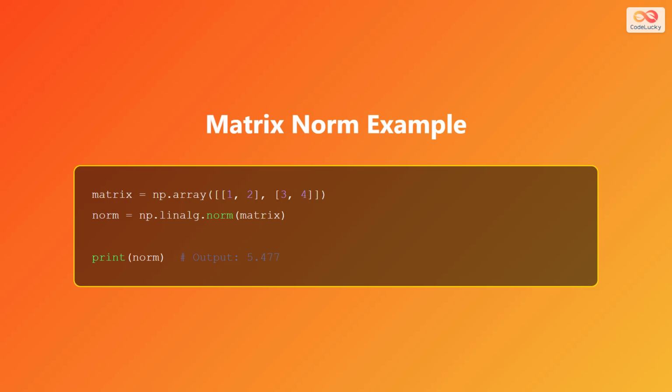Now let's look at a matrix example. We create a 2 by 2 matrix with values 1, 2, 3, and 4. When we calculate its norm using np.linalg.norm, we get approximately 5.477. By default, this computes the Frobenius norm, which is the square root of the sum of all squared elements in the matrix.